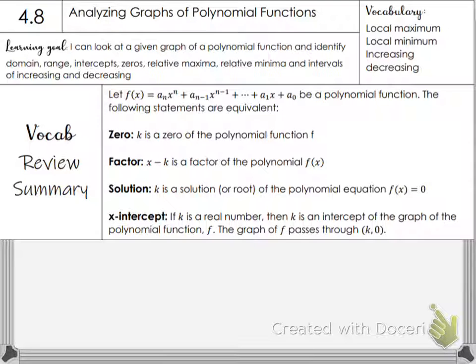Our learning goal: I can look at a given graph of a polynomial function and identify domain, range, intercepts, zeros, relative maxima, relative minima, and intervals of increasing and decreasing.